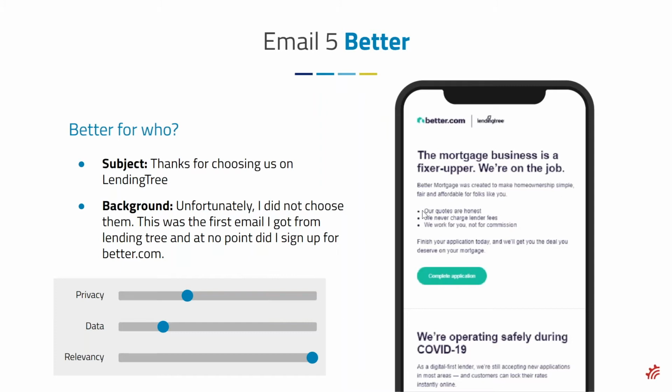So I don't feel my privacy was respected here. This information was handed over, my email address, who knows what other information was handed over with it. Of course, it was lacking data, probably because they didn't hand over too much information. And the relevancy was actually still really high, because obviously I was looking for a mortgage. So this is a really good example of where you can hit with high relevancy, but you cross the line on a handful of other things like privacy and data.